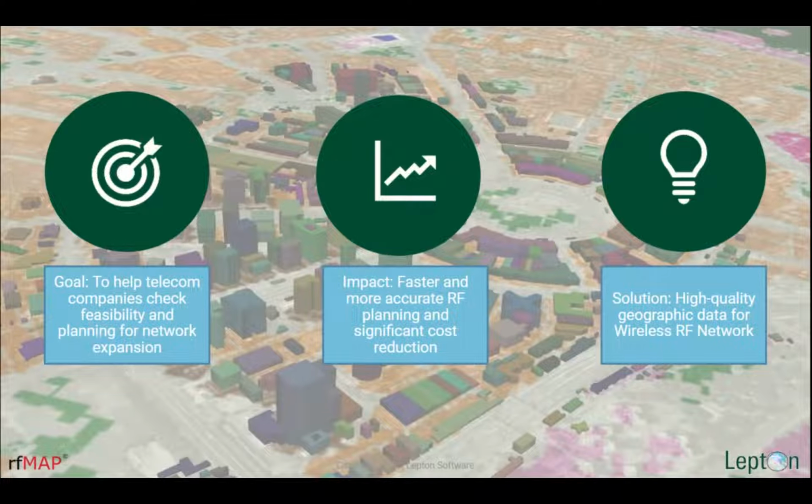So rather than investing huge money in 3D maps, you can go for 2.5D maps, which will have the clutter height information. So that's what we are actually offering, the height information for the clutter dataset.